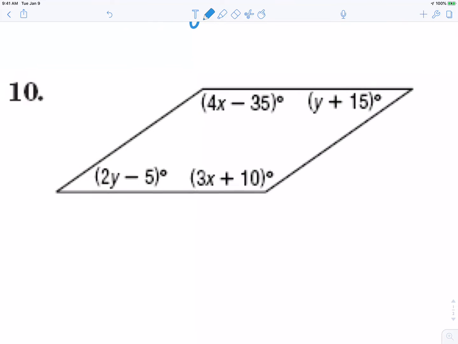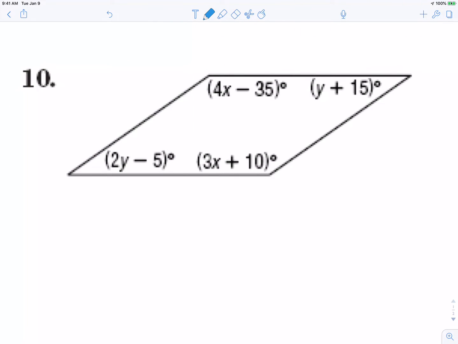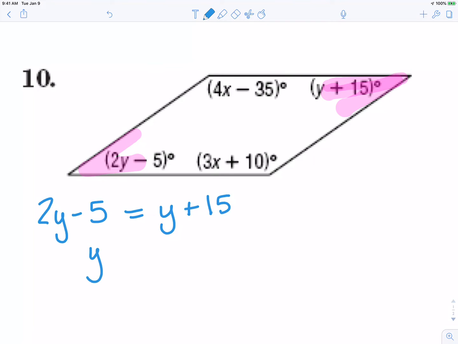Alright, number 10. This is a parallelogram, so what we know is that opposite angles are congruent. So these two angles are congruent to each other. So we can set 2y minus 5 equal to y plus 15. Subtract y from both sides, add 5 to both sides, and you get y equals 20.